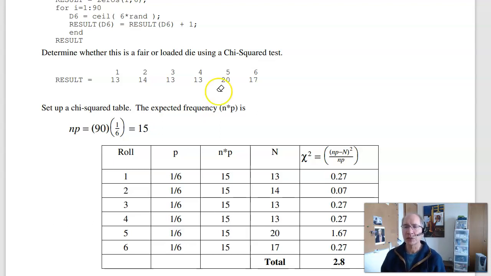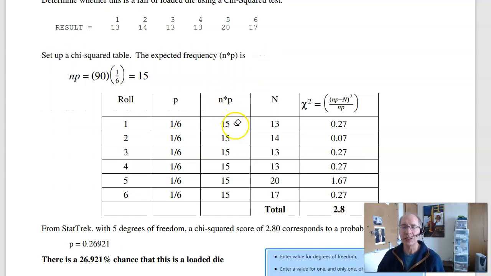What a chi-square test does is take the expected number of results. I've got 90 die rolls. The probability of each number is 1 in 6. So I should have 15 1s, 15 2s, 15 3s, and so on. I actually had 13, 14, 13.